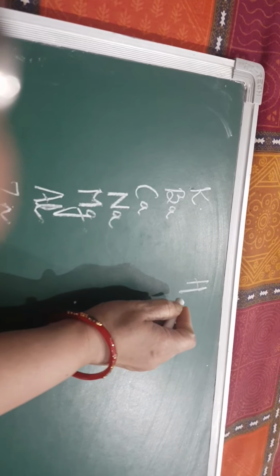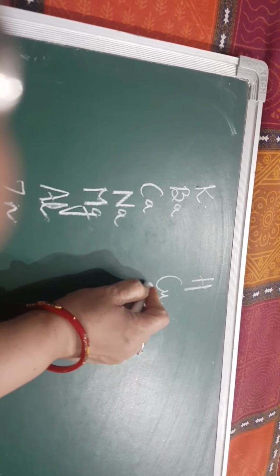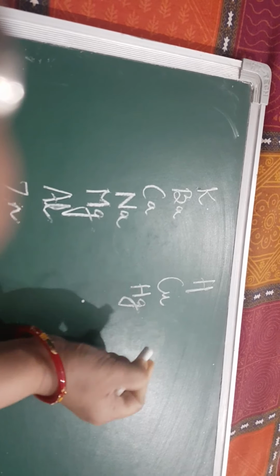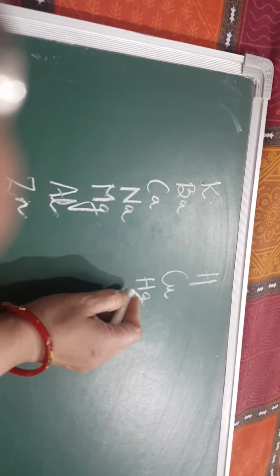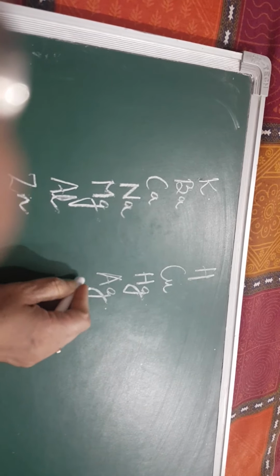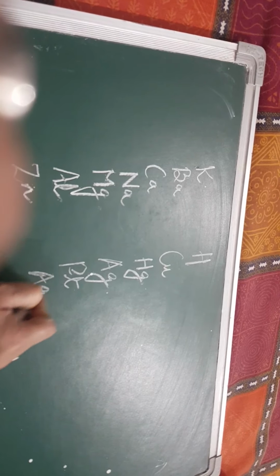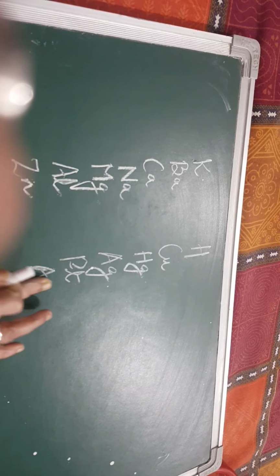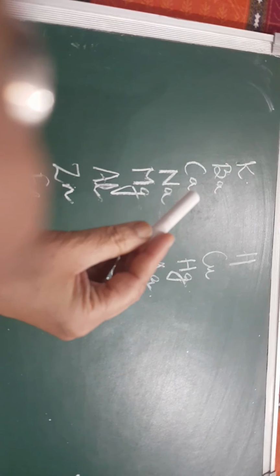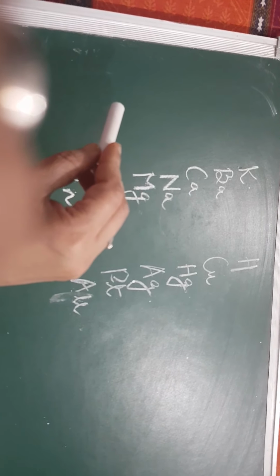Hydrogen, then below hydrogen, next one is copper, Cu. After copper, the next one is mercury, that is Hg, and then after mercury, Ag, that is silver, and then platinum, Pt, and gold. Remember, Ag is silver, gold is Au. You have to learn this reactivity series, then only you can make out whether an element can displace another element from its compound or salt solution or not.